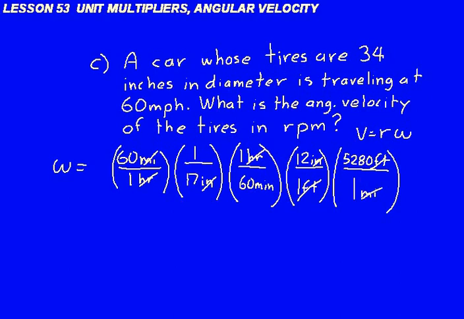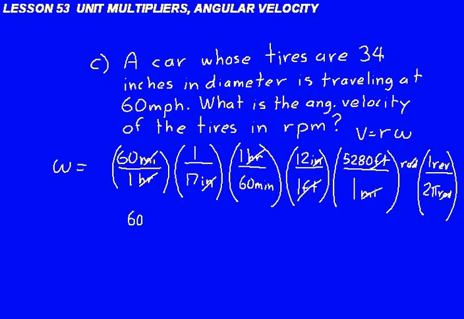What do we want, though? We want revolutions per minute. So we need to cancel the radians. Let's just write radians right here so we know it's there. And then we will cancel that out. One revolution is equal to 2 pi radians. Now our radians cancel, and let's just write this answer out.